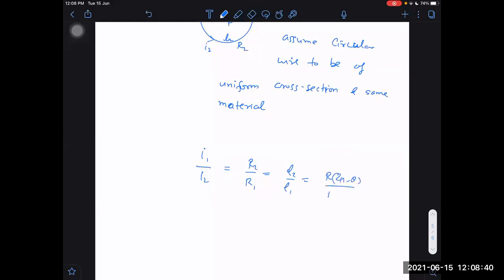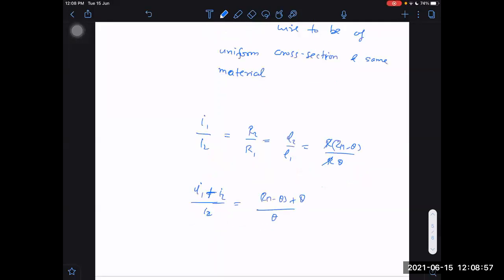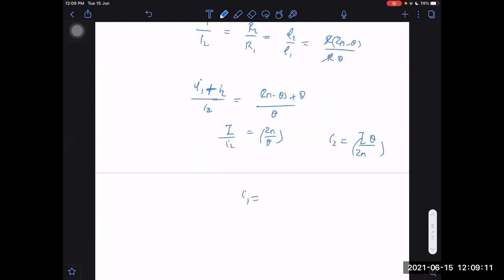So R is cancelled. This is it finally. What is I1's value anyway? Then I1 plus I2 divided by I2 will become equal to 2 pi minus theta plus theta divided by theta, which is 2 pi by theta, and that is equal to total I upon I2. So what is I2 coming out to be? I2 is coming out to be I into theta by 2 pi, right or not? What is I1? I1 will similarly be I into 2 pi minus theta divided by 2 pi.